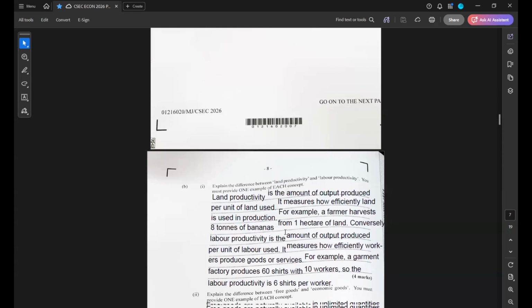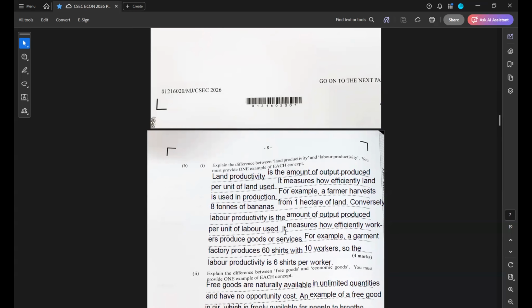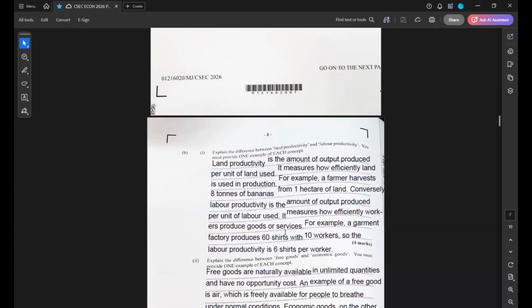Explain the difference between free goods and economic goods. You must provide one example of each concept.